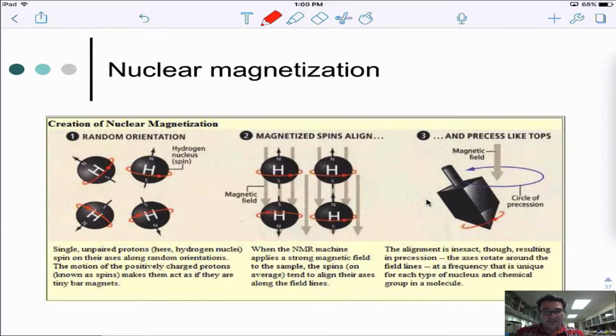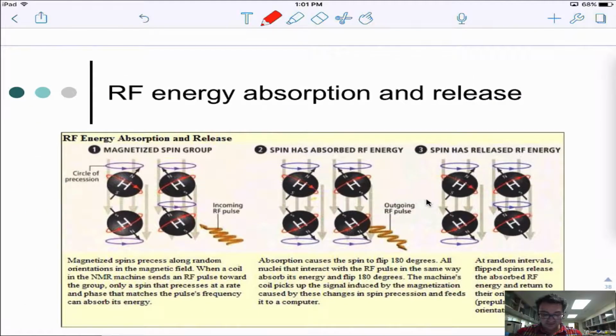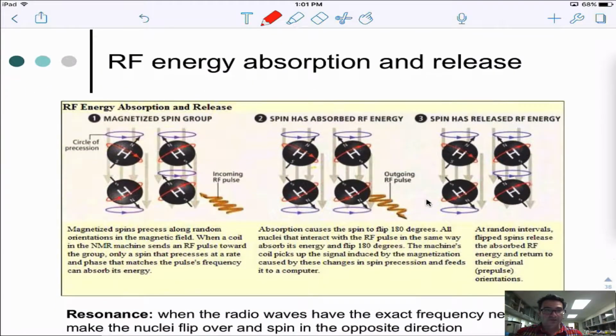Now what's interesting about this is that there is a little bit of a difference depending on which nuclei it is, and they call this a precession, where you get this little bit of a wobble. Now as we excite these nuclei, or align these nuclei through the magnet, they will send out a radio frequency pulse from the machine that will interact with the nuclei. And this radio frequency pulse will be absorbed by the nuclei.